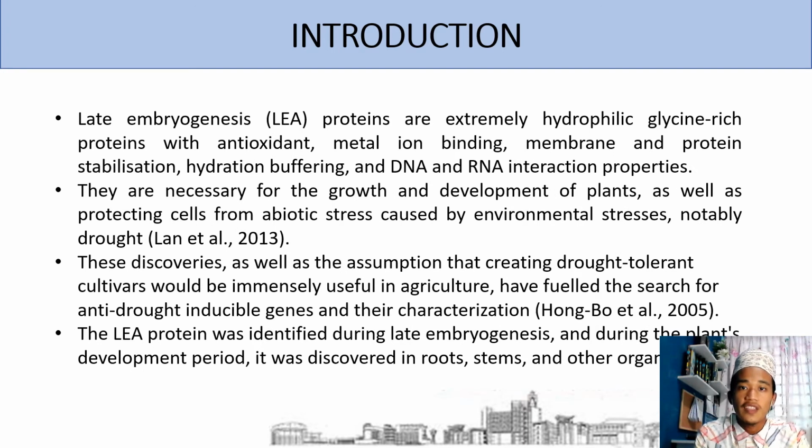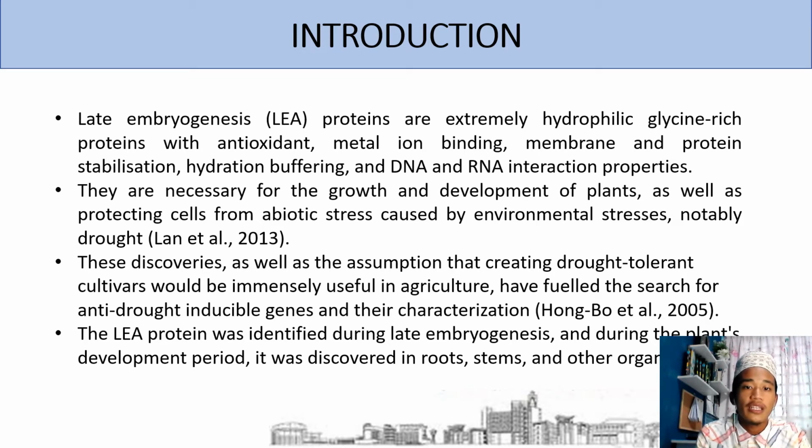Late embryogenesis abundant LEA proteins are extremely hydrophilic, glycine-rich proteins with antioxidant, metal ion binding, membrane and protein stabilization, hydration, buffering, and DNA and mRNA interaction properties. They are necessary for the growth and development of plants as well as protecting cells from abiotic stress caused by environmental stress, notably drought. This discovery, as well as the assumption that creating drought-tolerant cultivars would be immensely useful in agriculture, has fueled the search for anti-drought inducible genes and their characterization.